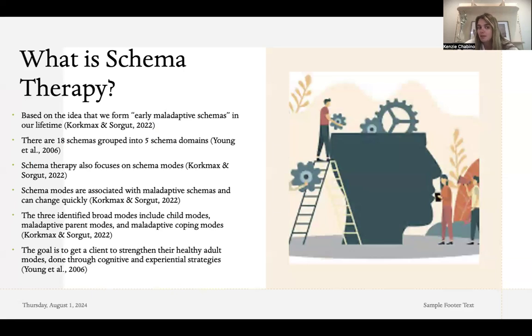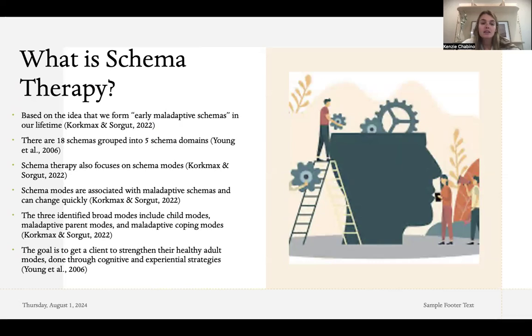So what is schema therapy? This is going to be a pretty broad generalization of what schema therapy is because it is very unique in the way that it's organized. It has its own 18 schemas and schema domains, which we'll kind of get into, but not all the way. So if you're really curious, ask me. I would love to talk about it, or yeah, buy a book.